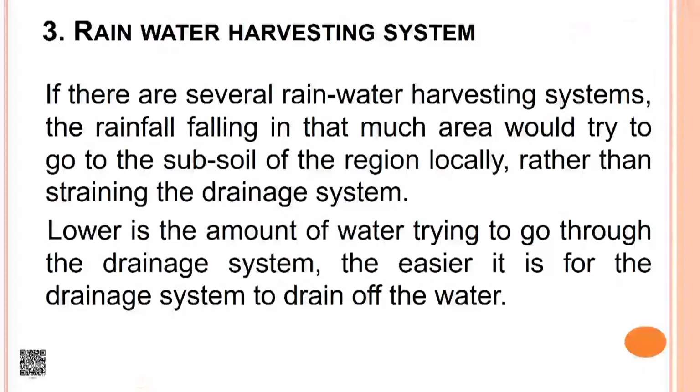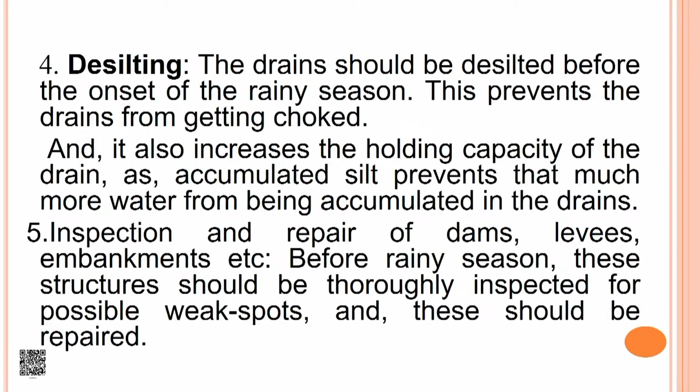If there are several rainwater harvesting systems, the rainfall falling in that much area would try to go to the subsoil of the region locally rather than straining the drainage system. So, the lower the amount of water trying to go through the drainage system, the easier it is for the drainage system to drain off the water.